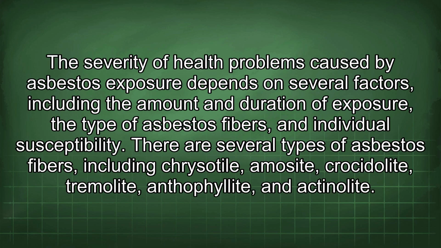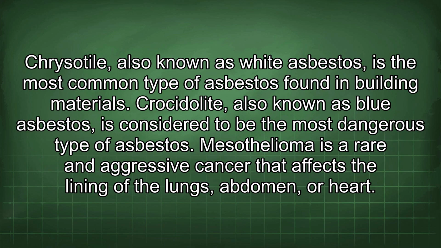The severity of health problems caused by asbestos exposure depends on several factors, including the amount and duration of exposure, the type of asbestos fibers, and individual susceptibility. There are several types of asbestos fibers, including chrysotile, amosite, crocidolite, tremolite, anthophyllite, and actinolite. Chrysotile, also known as white asbestos, is the most common type of asbestos found in building materials. Crocidolite, also known as blue asbestos, is considered to be the most dangerous type of asbestos.